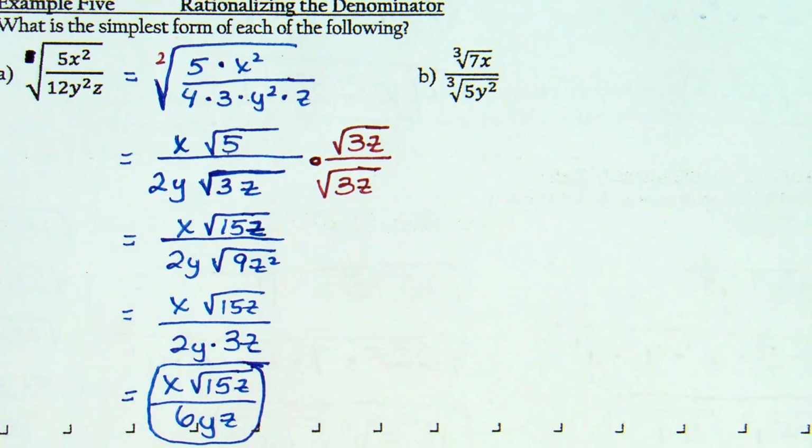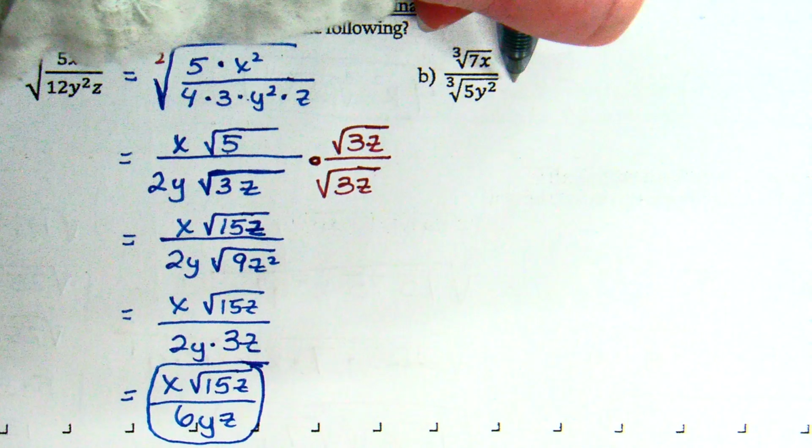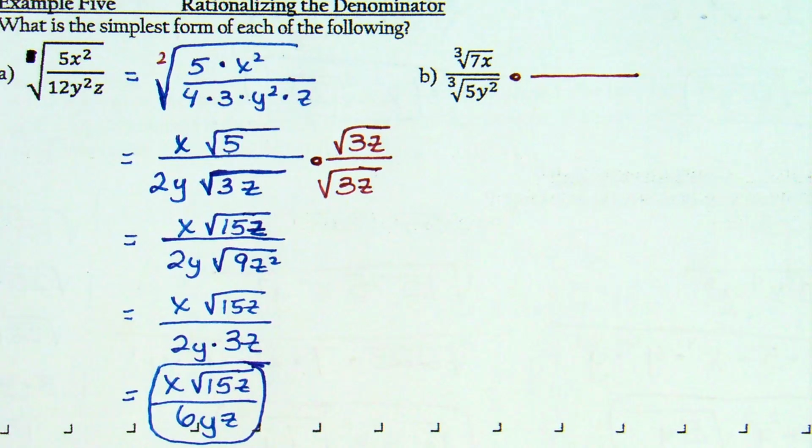Does anything simplify before I get started? Are there any perfect cubes there? 7x, 5, y squared. Okay, nothing I can take a cube root of. Nothing that reduces. 7 over 5 doesn't reduce. There's no x and y that reduce. So, how do I rationalize? What do I need to multiply by to get that radical out of the denominator?